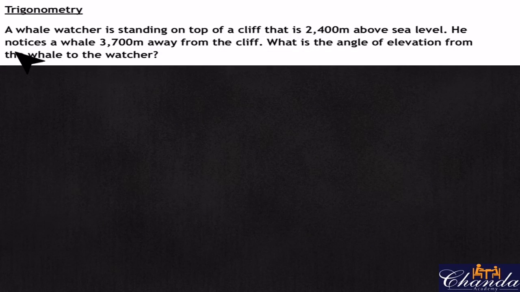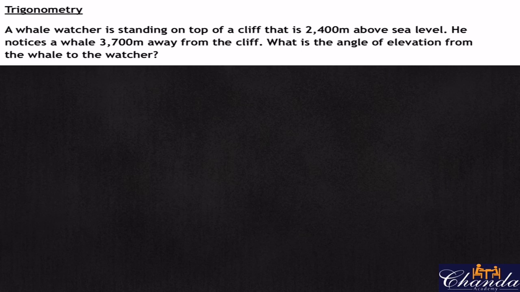Okay, so this question says, a whale watcher is standing on top of a cliff that is 2,400 meters above sea level. He notices a whale 3,700 meters away from the cliff. What is the angle of elevation from the whale to the watcher? So again, guys, it's really critical that you draw out this particular scenario.